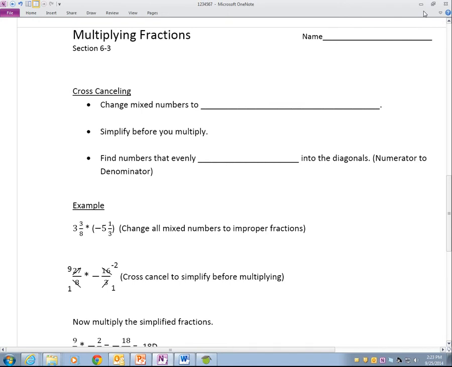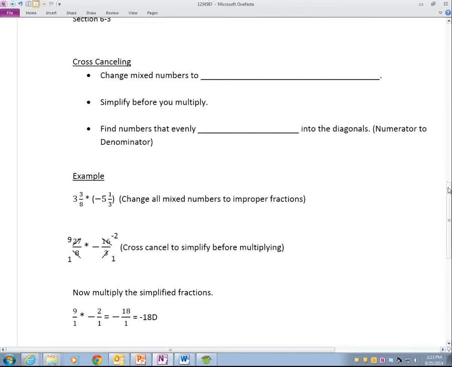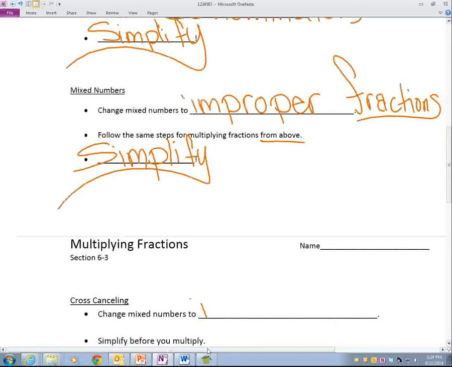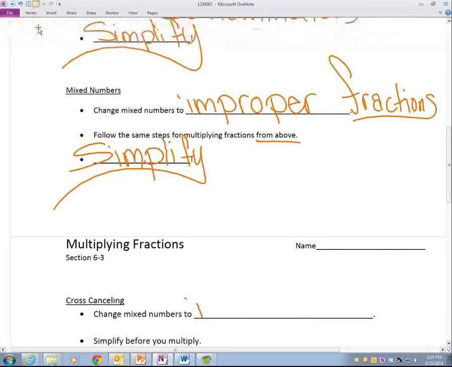Okay? Cross-canceling, and this is the confusing part. So pay attention when I speak, because this is the exact reason why, because now you're going to have to catch up and you're not going to be going with it. Cross-canceling. Change mixed numbers to, of course, once again, an improper fraction. And I don't feel like rewriting that again. And I'm going to use my technology to my advantage. And I'm just going to do this.